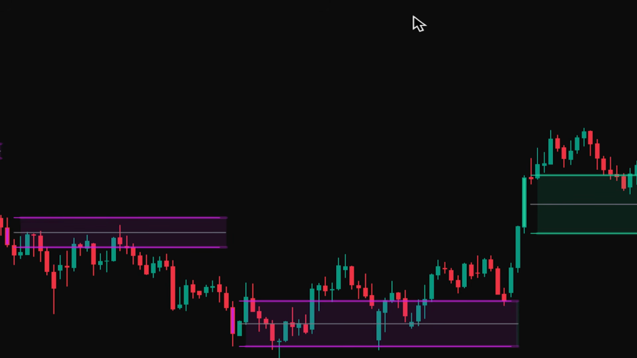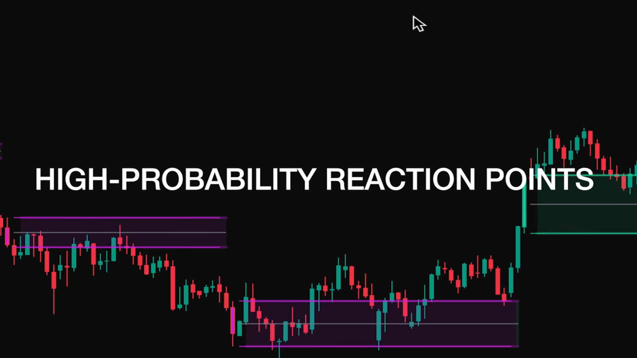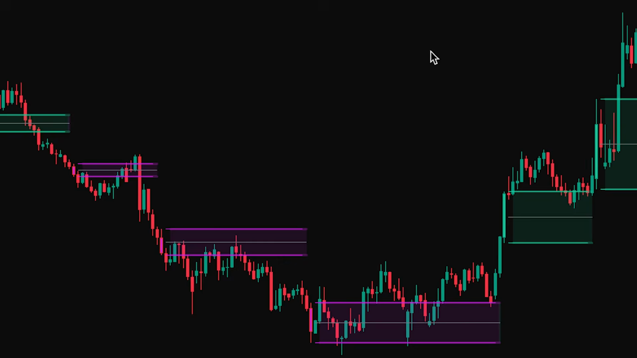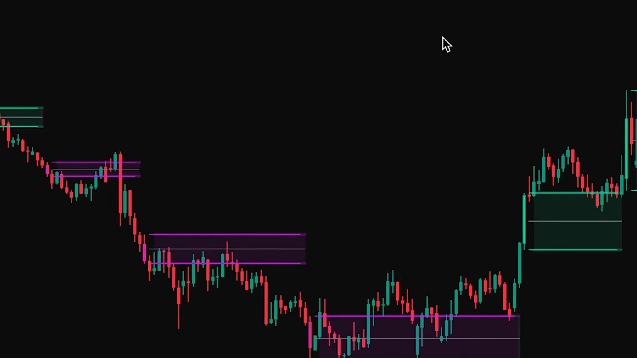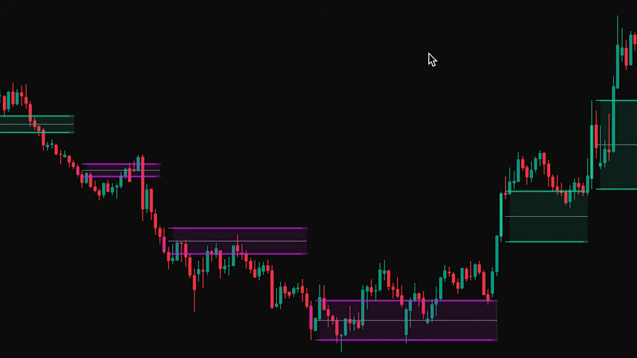These zones highlight where the market sentiment likely flipped in the past, making it easier to spot potential reversals, breakouts, or high-probability reaction points. It's great for traders who want to bridge momentum indicators with actual price structure. Let's dive in step by step.